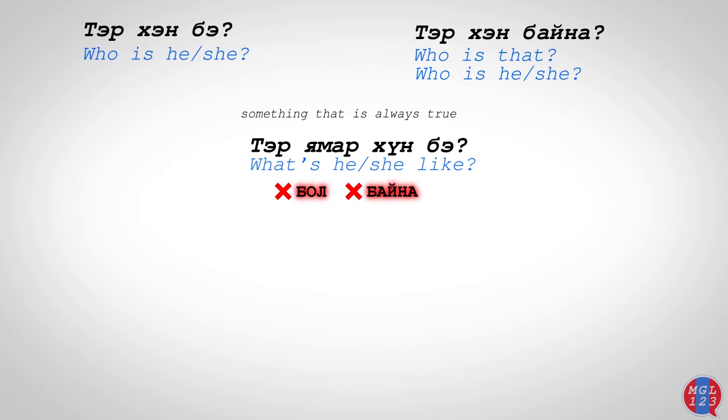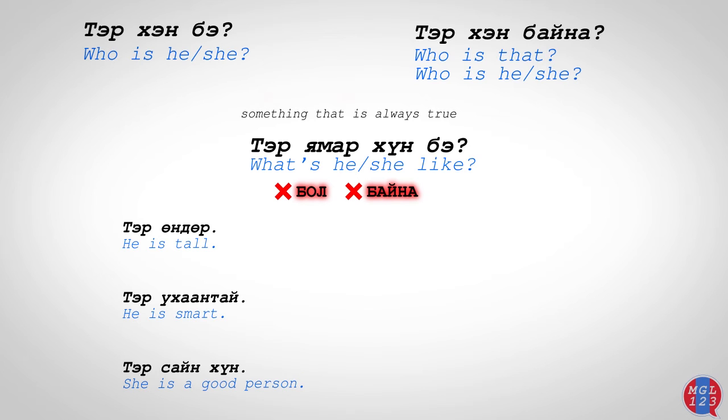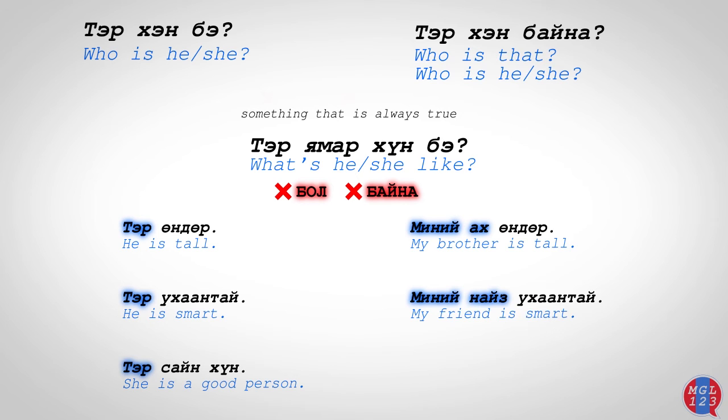For example, тэр өндөр, тэр ухаантай, тэр сайн хүн. Instead of тэр, you can use any sentence parts. For example, миний ах өндөр, миний найз ухаантай, миний ээж сайн хүн.